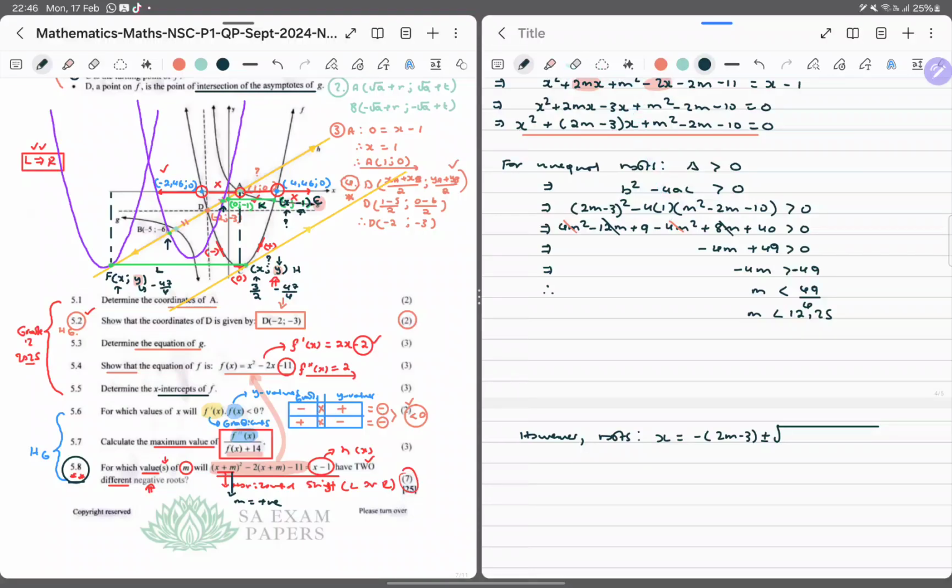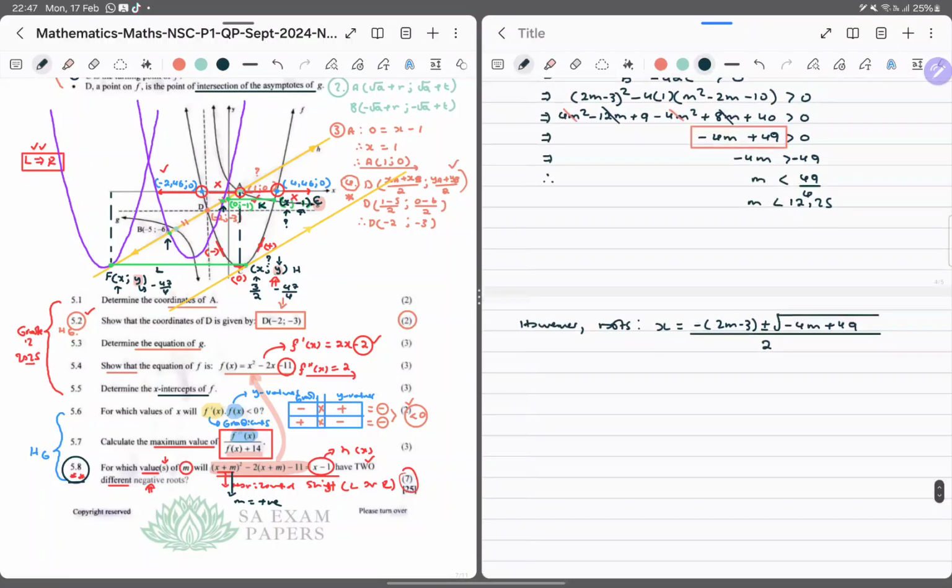Now what came out of the discriminant, because now we've done half of the job, so we don't need to do it again. The discriminant came out to be that. So we just plug that as well. So minus 4m plus 49 all over 2 into 1. So this is how the roots. Now here we're moving fast, guys, because this thing is a bit crazy. But now, guys, we are saying this must be negative. So if this must be negative, it means this thing must be less than 0.